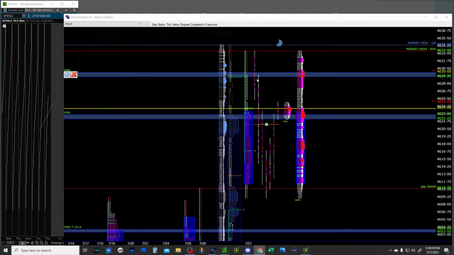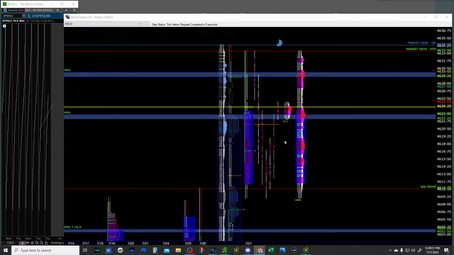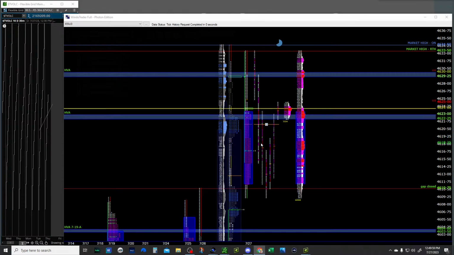But I am doing something here. I'm making my adjustments. What type of trader are you? That's the question. The information that I have here was valid to me. I used the information to be in a directional trade to the downside, aiming to close the gap.